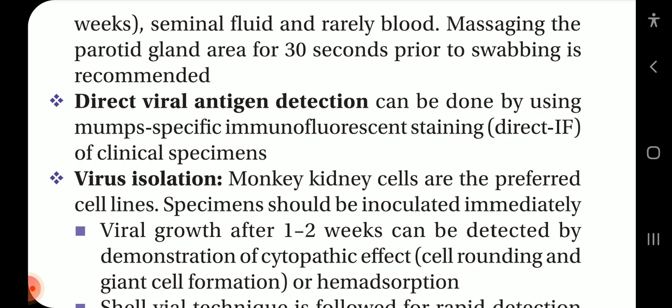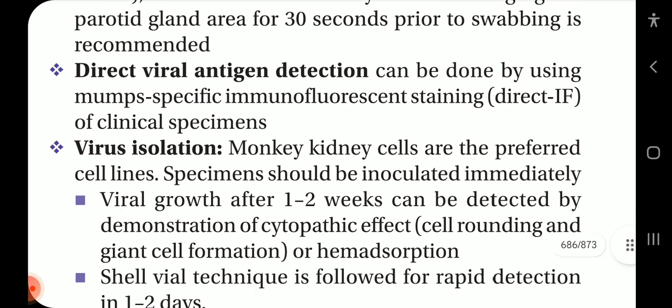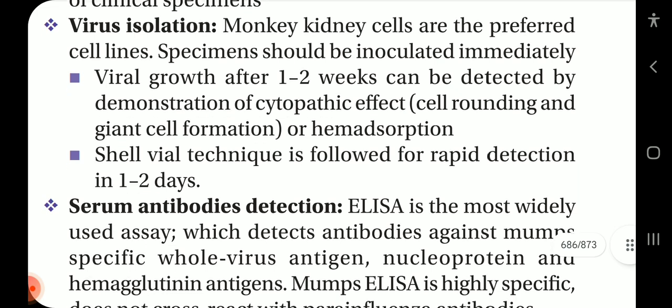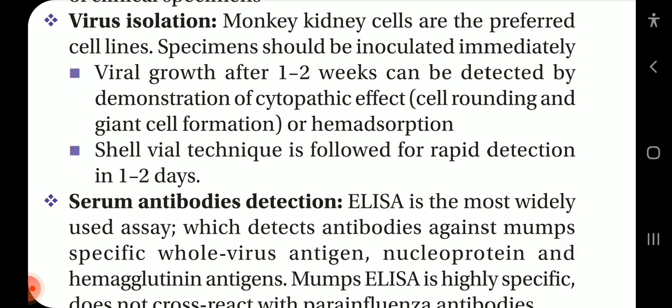Direct viral antigen detection can be done by using mumps-specific immunofluorescence staining. Direct immunofluorescence of clinical specimens. Virus isolation: monkey kidney cells are the preferred cell line. Specimens should be inoculated immediately.